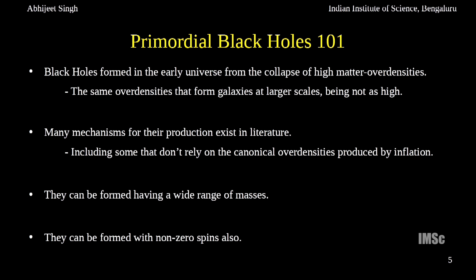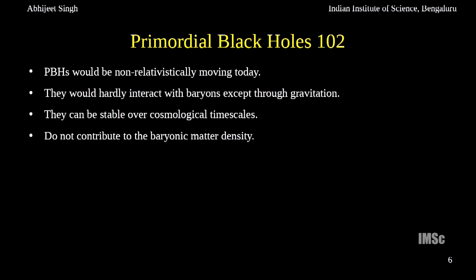So what are these? These are just black holes that were formed very early in the universe. The most popular mechanism of their formation is that very high matter overdensities would have directly collapsed to form black holes. But there are some other mechanisms for their formation also, several of them. And depending upon the mechanism, they can be formed having a wide range of masses, and they can have non-zero spins also, technically.